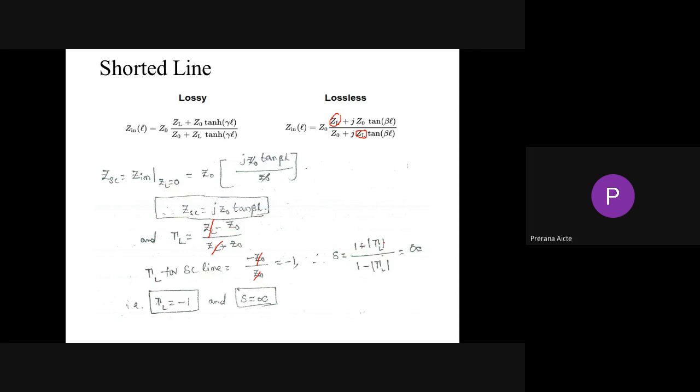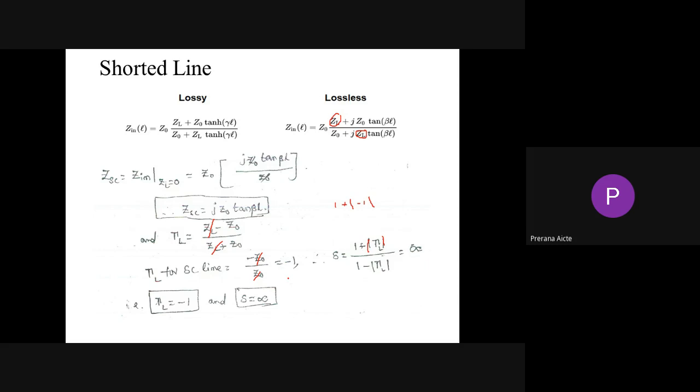So 1 plus the mod of minus 1, this is the modulus. Okay. So while substituting, 1 plus mod of minus 1, whole divided by 1 minus mod of minus 1. So the mod value of minus 1, what will happen? That is equal to 1. So 1 plus 1, 2, divided by 1 minus 1. 1 minus 1 is 0. So anything divided by 0 is nothing but infinity.